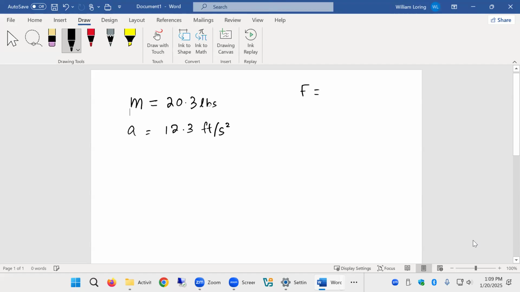We can calculate the force by multiplying mass and acceleration. If I multiply these two, I will get a number, but it will be in pounds, feet, and seconds, because those are the numbers we have. But I want it in Newtons. Newton uses the SI units, so I need to convert this into kilograms and this into meters per second squared. Let's see how we can do a unit conversion.